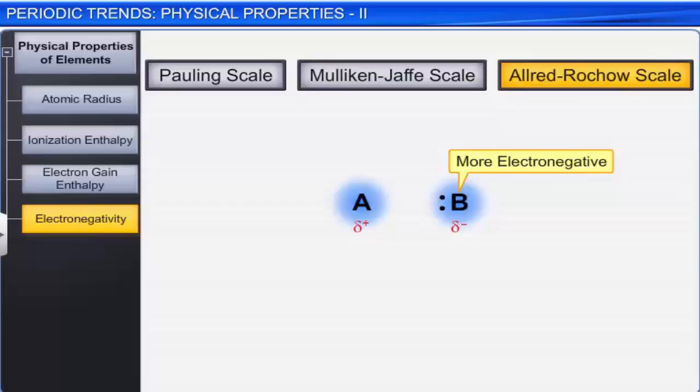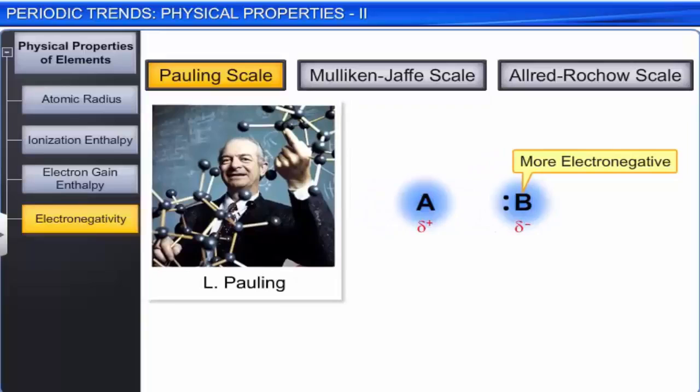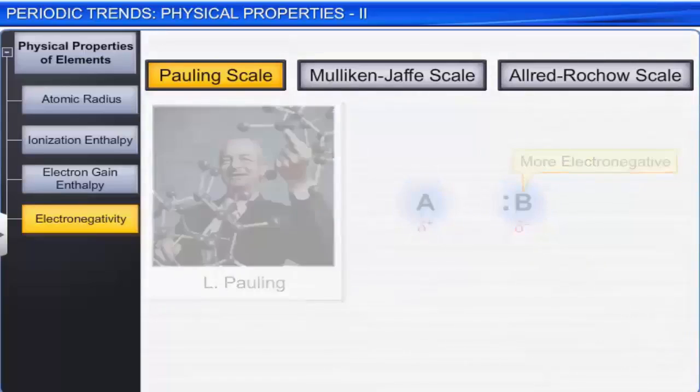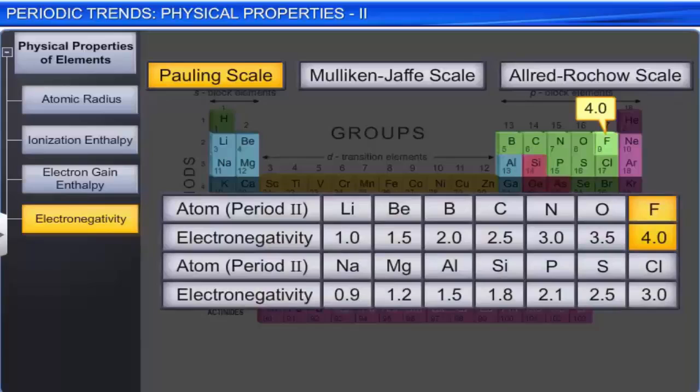Of these scales, the Pauling scale, named after its discoverer Linus Pauling, is the most widely used scale to measure electronegativity. Pauling assigned an arbitrary value of 4.0 to fluorine. The table shows the approximate value for the electronegativity of a few elements based on the Pauling scale.